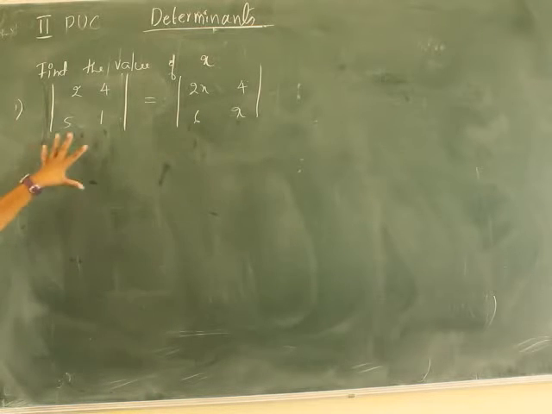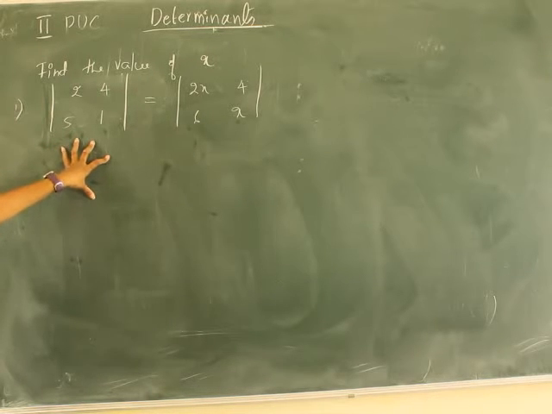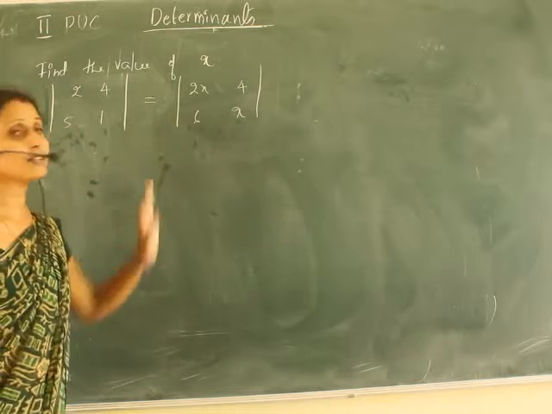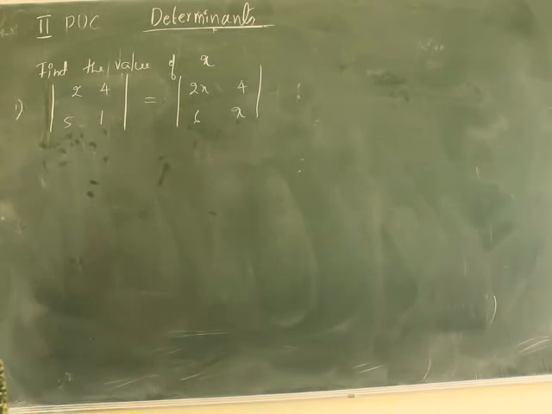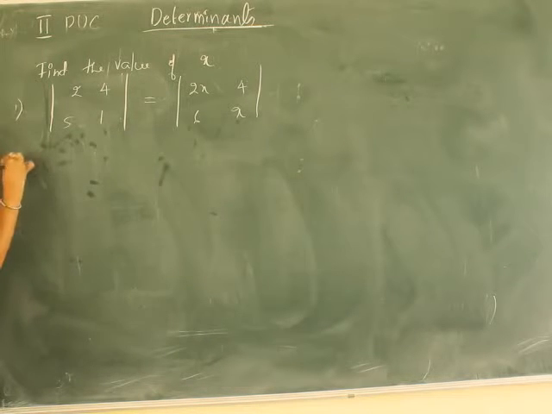So now we have to find out the determinant of the first matrix and equate that to the determinant of the second matrix. Then we have to find out the value of x. So how to find the determinant of a given matrix? First expand this, or directly you can expand.